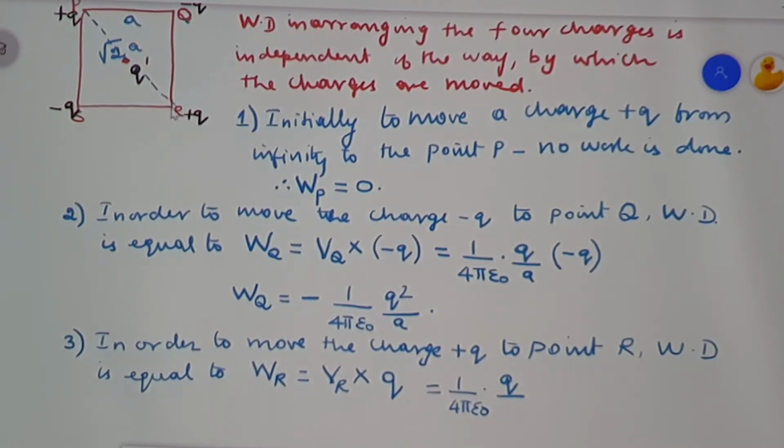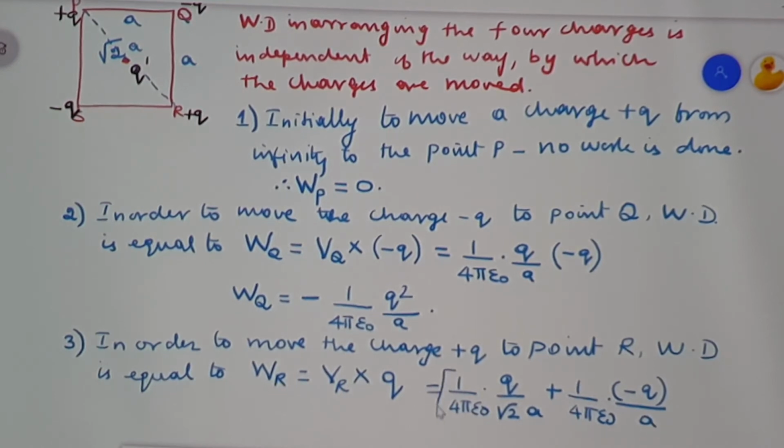From the point P to the point R, the distance is root 2a. So the potential at this point R due to this plus q at P is considered to be 1 divided by 4 pi epsilon 0 into q divided by root 2 into a, plus the potential at this point R due to this minus q at Q. So I can write 1 divided by 4 pi epsilon 0 into, here the charge is minus q, divided by the distance from Q to R. The distance from Q to R is again a. So I am writing it as a.